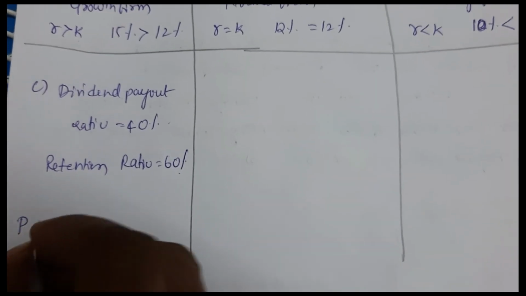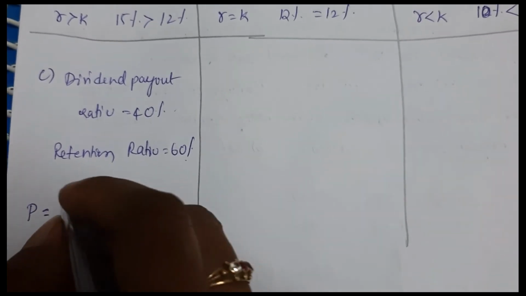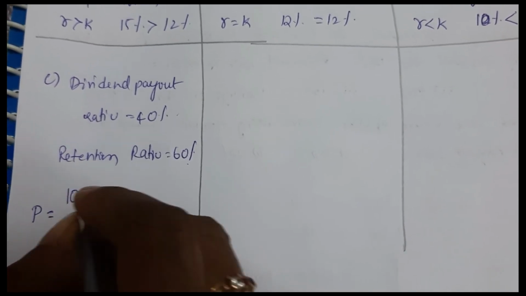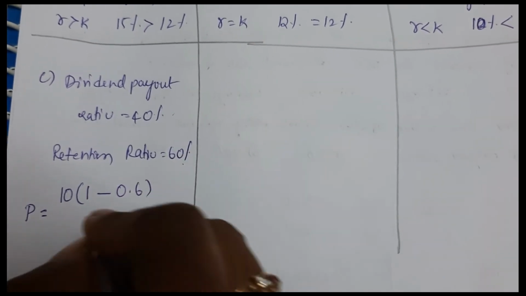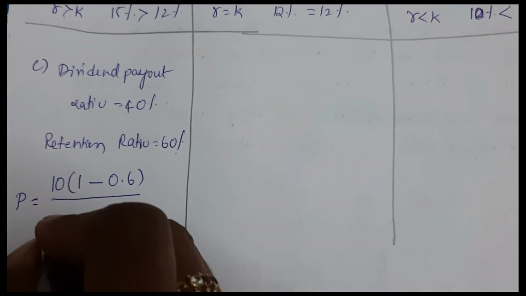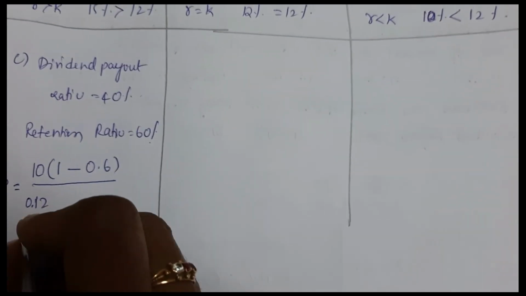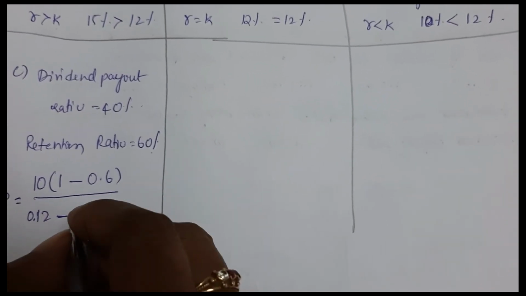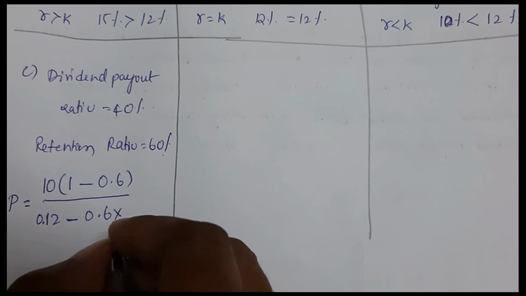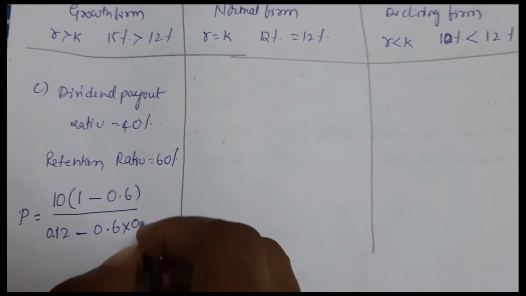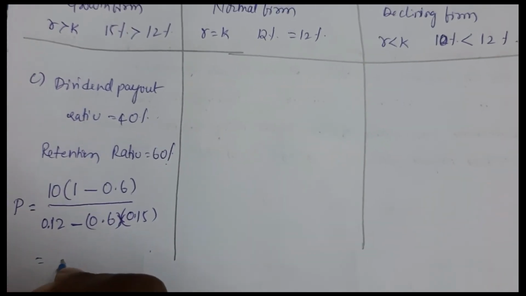Then in this case, the value of the share is going to be P is equal to E, that is rupees 10, into 1 minus B, that is 60%, which can be written as 0.6, divided by KE, which is 0.12, minus 0.6, the retention ratio, into R, here 0.15. Then we will get the answer of 133.33 rupees.